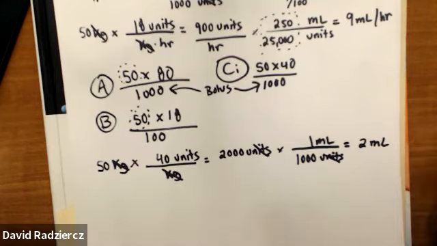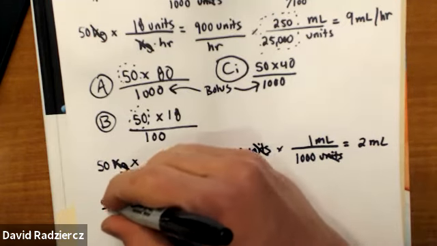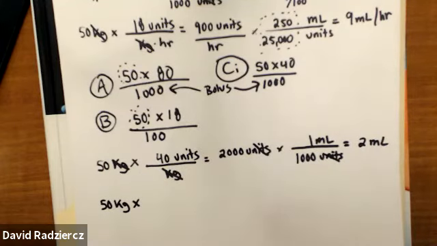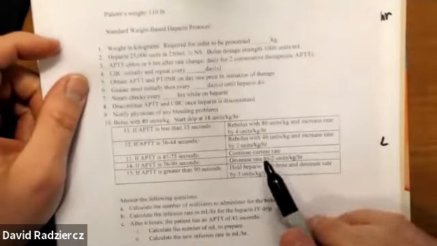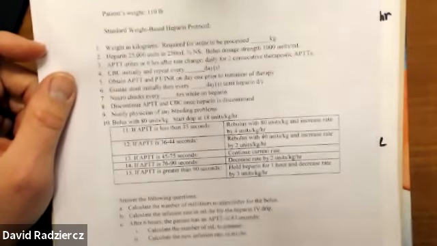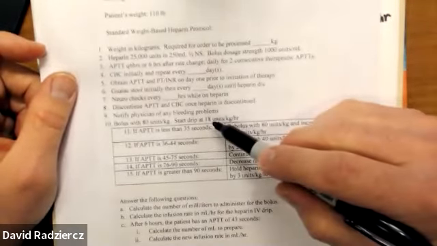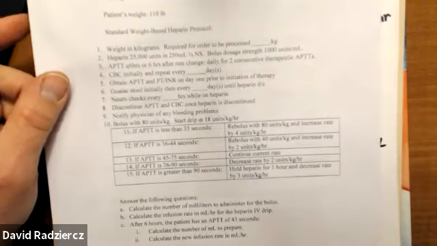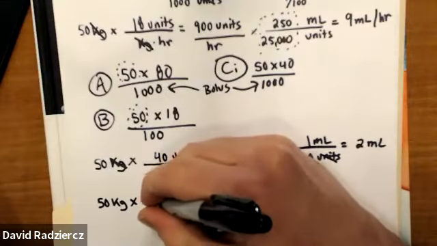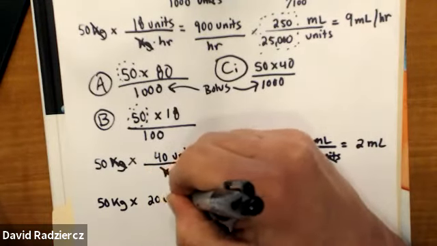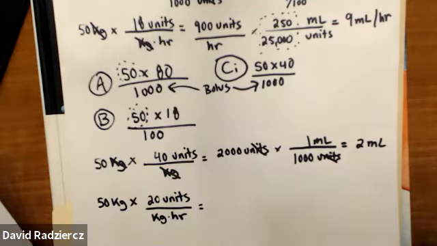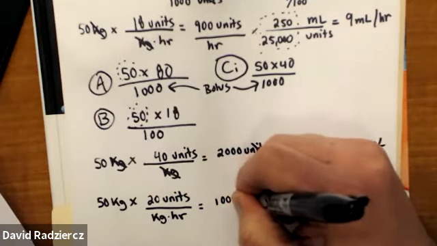Now C2 tells us to do something different. We still have the same patient's weight, but it says we're going to increase the rate by 2 units per kilogram per hour. What was our initial rate? Our initial rate was 18 units per kilogram per hour. So instead of 18 times 50, now we're going to increase that by 2. So we're going to do 20 units per kilogram per hour. Okay. Then you get 1,000 units per hour.